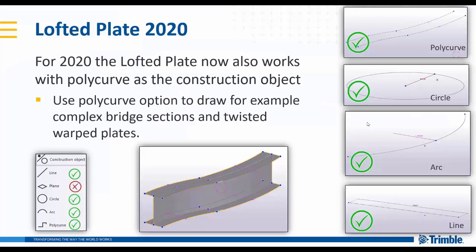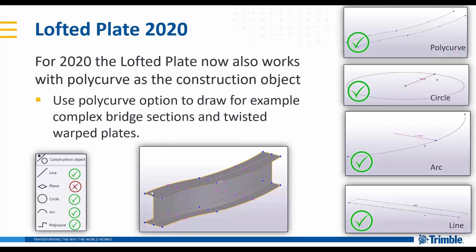For Tekla Structures 2020, we can also now create a lofted plate by using polycurve as the construction objects. So not only can we use lines, arcs and circles to define the flow of the plate, we can now also use polycurve drawing objects. This allows us to create really complicated, complex, twisted bridge sections, warped plates and so on and so forth.